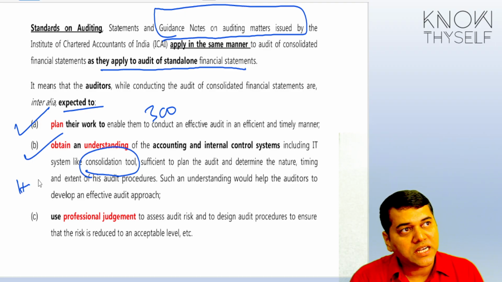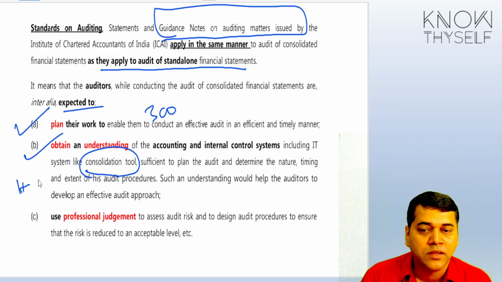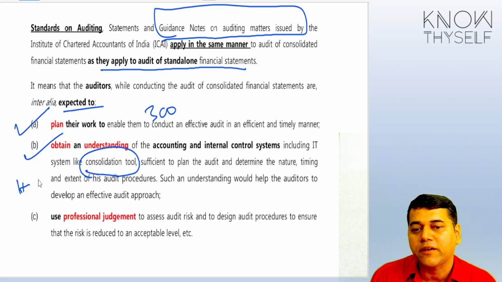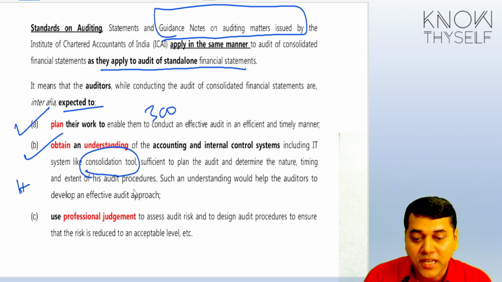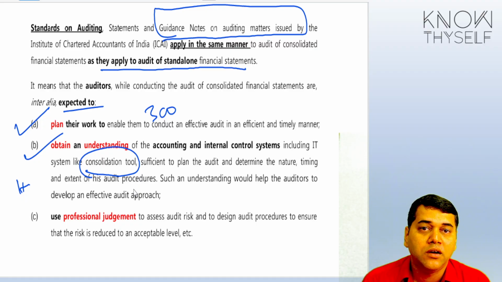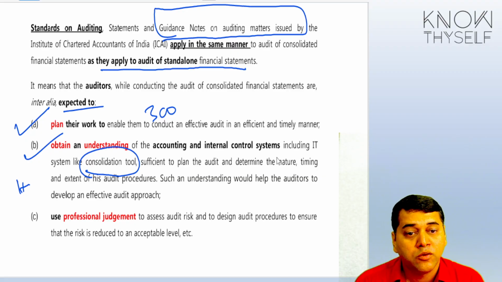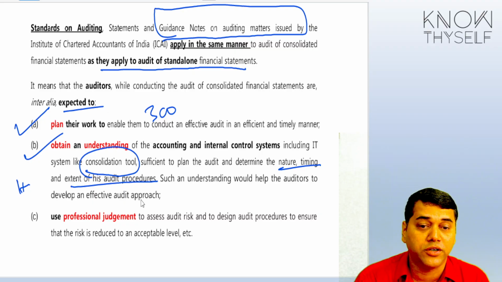You need not understand the entity environment and all here, because you have already understood that for the parent. If some subsidiary is material, you would have done their audit also, because otherwise you would not have accepted the consolidation audit. But here, what you need to plan and understand is how they consolidate. What type of tools are they using? Is it manual or automated consolidation? What should be my nature, timing and extent of procedures to verify the consolidation?